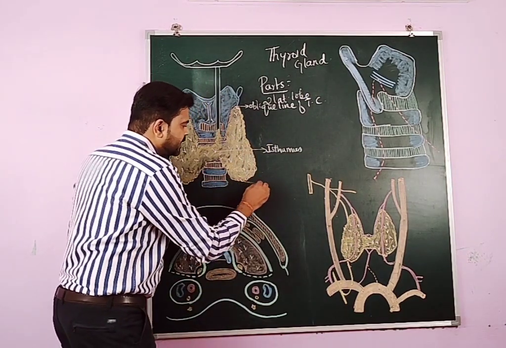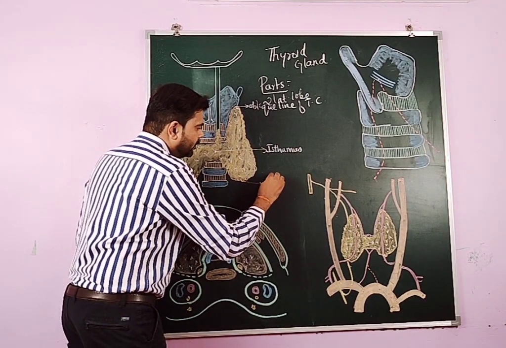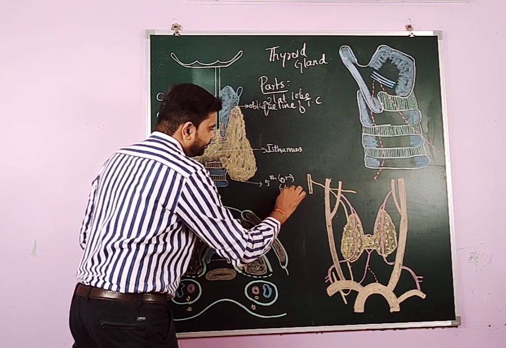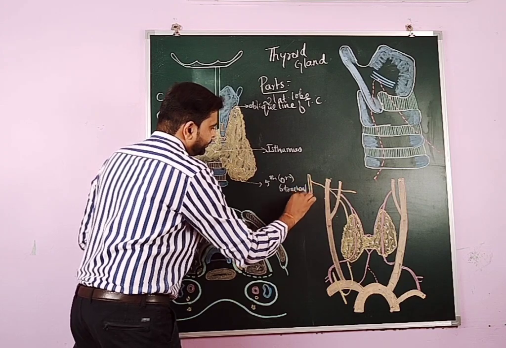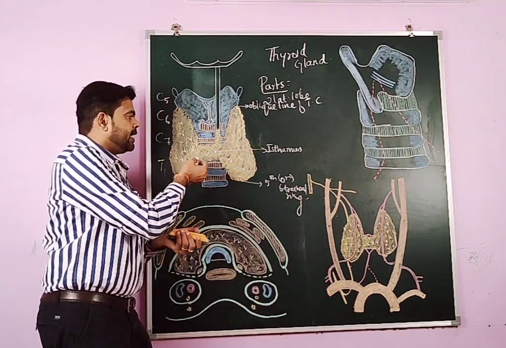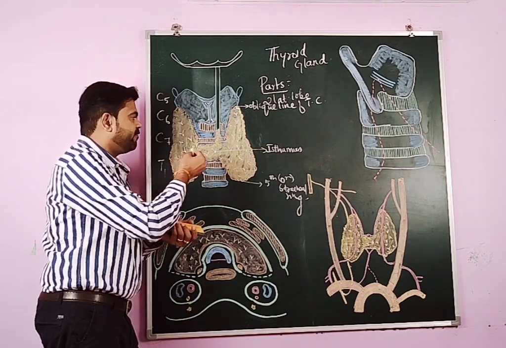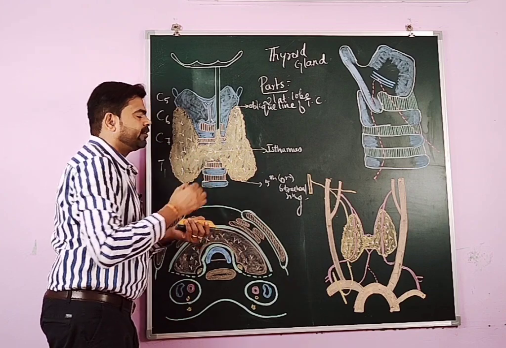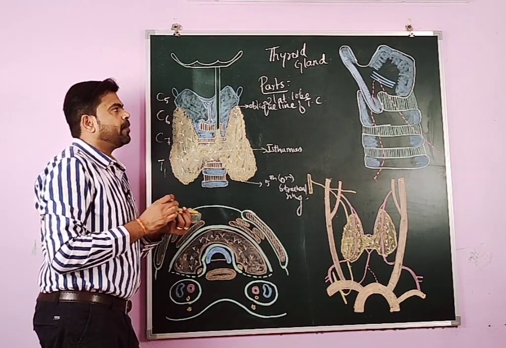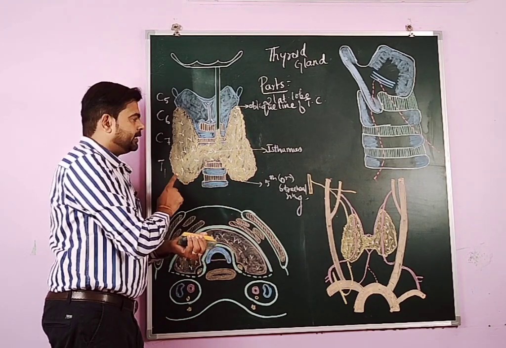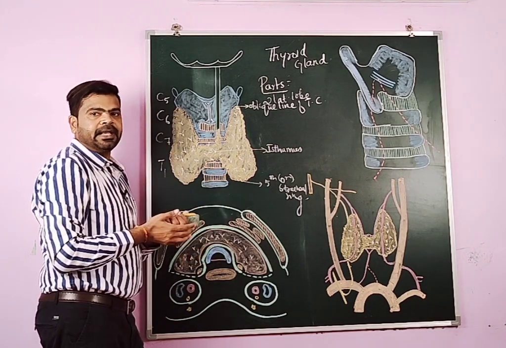Below, it extends up to the fifth or sixth tracheal ring. When we talk about the isthmus, this isthmus lies in front of the second, third and fourth tracheal ring. So this is about the parts. The parts consist of two lateral lobes, and these two lateral lobes are connected by the isthmus.